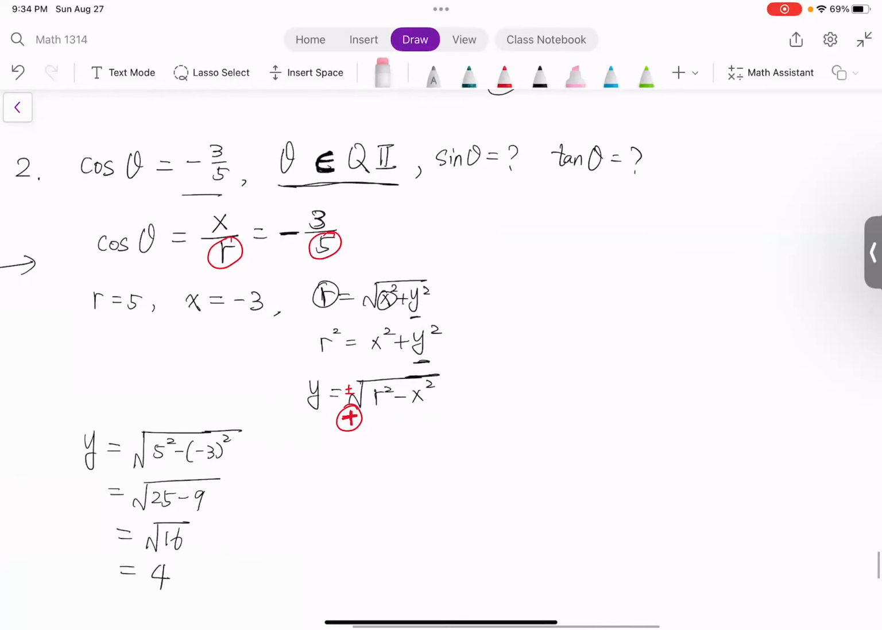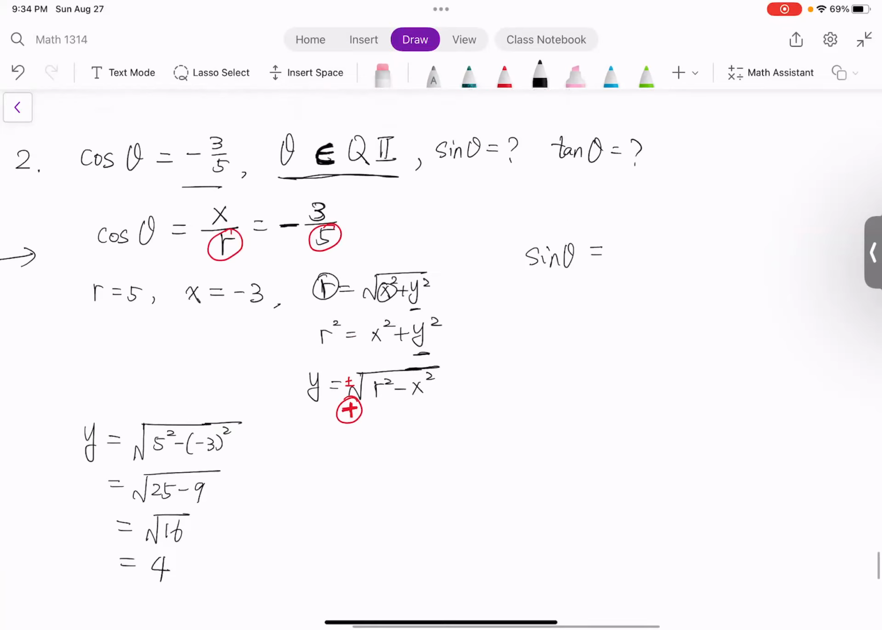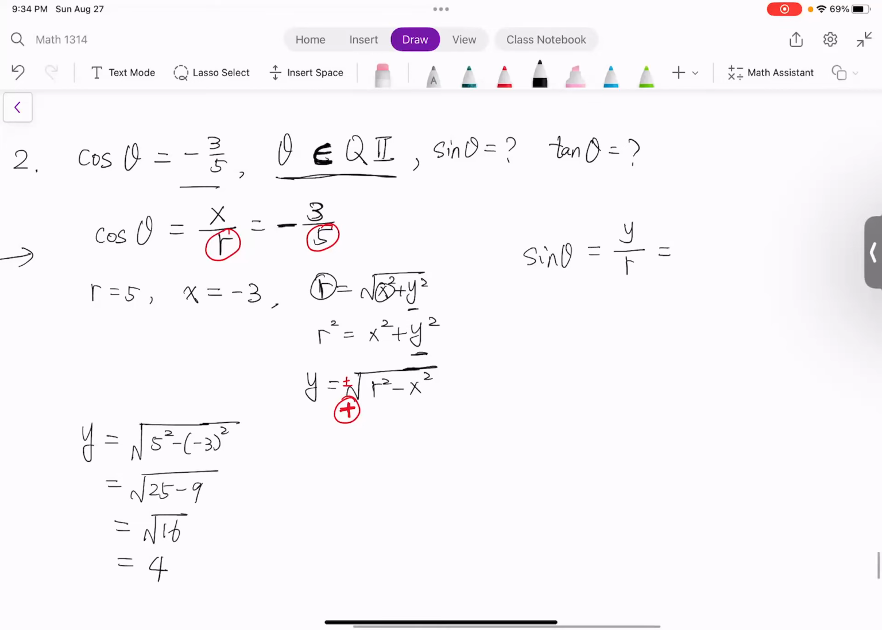All right, we have the x, y, r's value. How about my sine theta? Sine theta equals y over r. y is positive 4, r is positive 5. How about tangent theta? Tangent theta equals y over x. Where is my y? 4. x equals negative 3. That's negative 4 over 3.